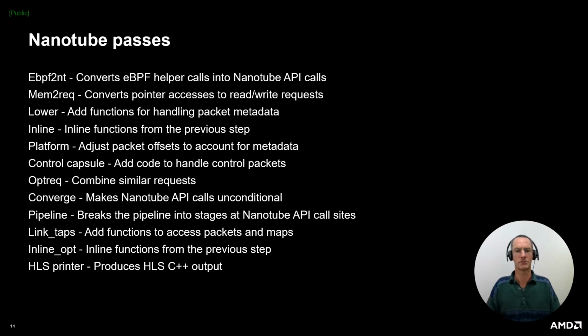Nanotube works by performing a series of passes on the code, and this is the current list. The first pass converts calls to eBPF helper functions into calls to what we call the Nanotube API. We use this API internally as we transform the program. You can see there's a long list of transformations we apply. The final pass writes each function as C++ code to be generated by Vitis HLS. I'll go into some of the passes in more detail.